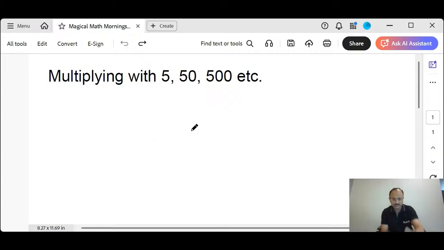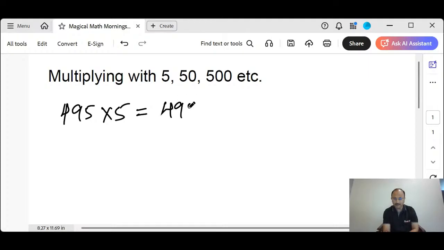Suppose you want to multiply a 3-digit number. Let's take 495 into 5. So what do we do? I'll take 4950. That is 495 into 10 by 2. Only for such numbers, instead of 1 second, you may take 2 seconds. 2, 4, 7, 5. That's it. It is the answer, correct?